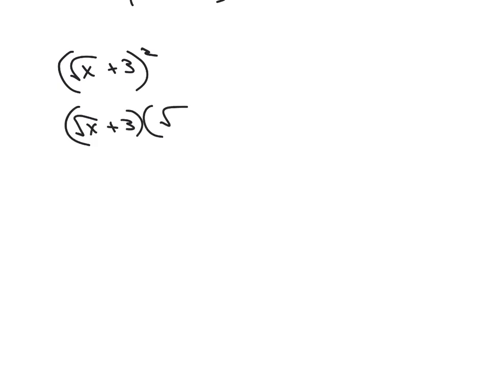All right, so example 4 is square root of x plus 3, and we're going to square that. We're going to use the FOIL method, so what I'm going to do is I'm going to write it twice. Makes it a lot easier.